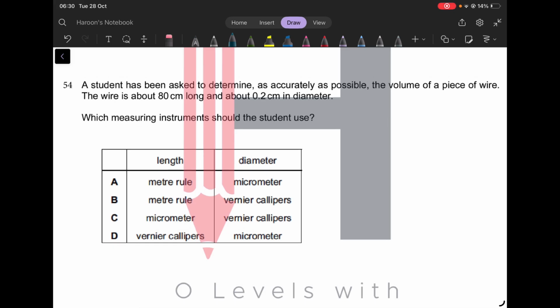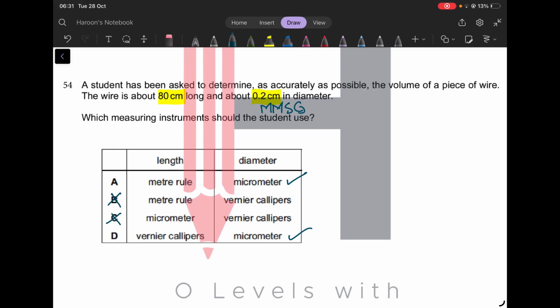Okay. Next, a student has been asked to determine as accurately as possible the volume of a piece of wire. The wire is about 80 centimeters long, so appropriate tools in terms of range only would be meter rule as well as tape measure, and about 0.2 centimeters in diameter. This is less than 1 centimeter. So micrometer screw gauge would be the most appropriate tool to measure the diameter. That being said, either A or D is the correct answer. It has micrometer, so we'll cancel out B and C already.